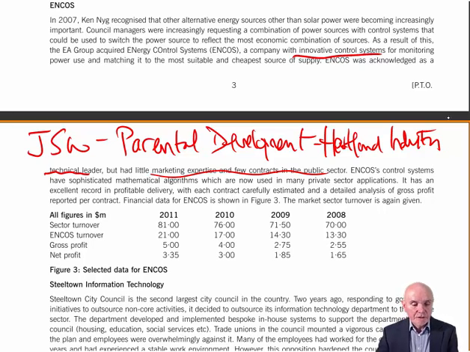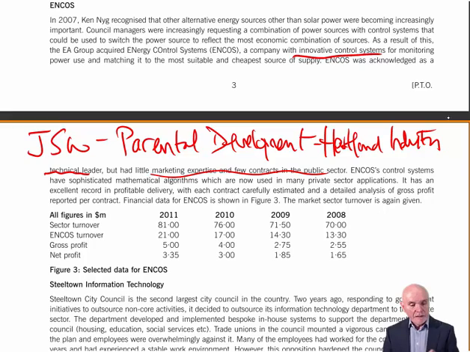So a heartland industry is one where the subsidiary needs help and the holding company can give help, and can give the right sort of help because it's in a way the same sector or knows something about what's going on. So here we have ENCOS.